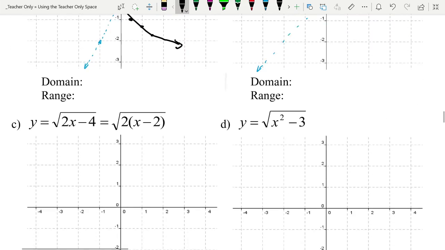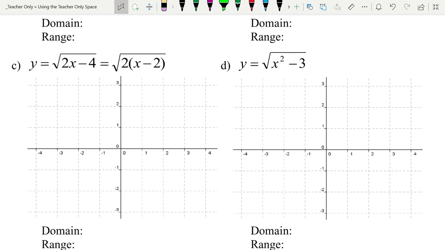Okay, moving up. They don't trust you anymore on C. They factored it for you because they just knew you were going to forget. They're insulting your intelligence on this one.